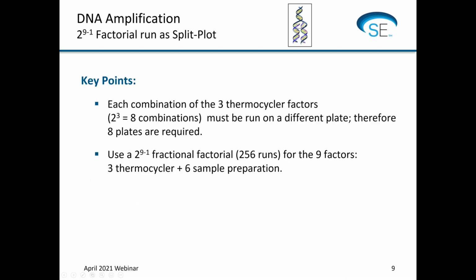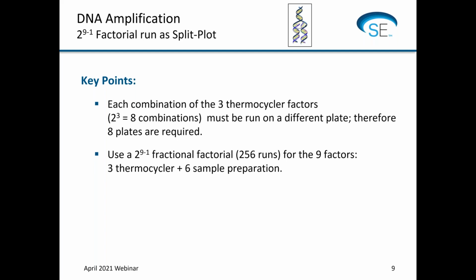So the key points here are that each combination of the three thermal cycler factors is going to give us 2 to the third, or 8, combinations. That means we have to use 8 different plates, because remember, when we use the thermal cycler, we have to pick up the plate, put it in there, and run it through the thermal cycle. We're going to use a 2 to the 9 minus 1, so that's going to give us 256 runs, and those are going to be on 8 different plates.